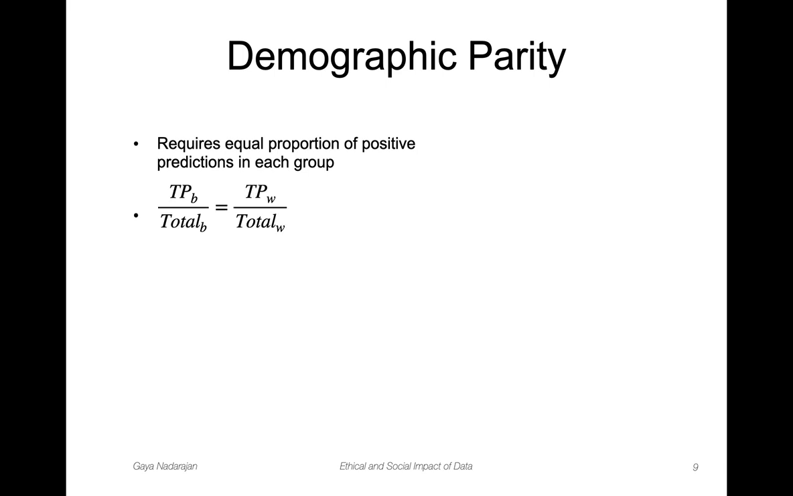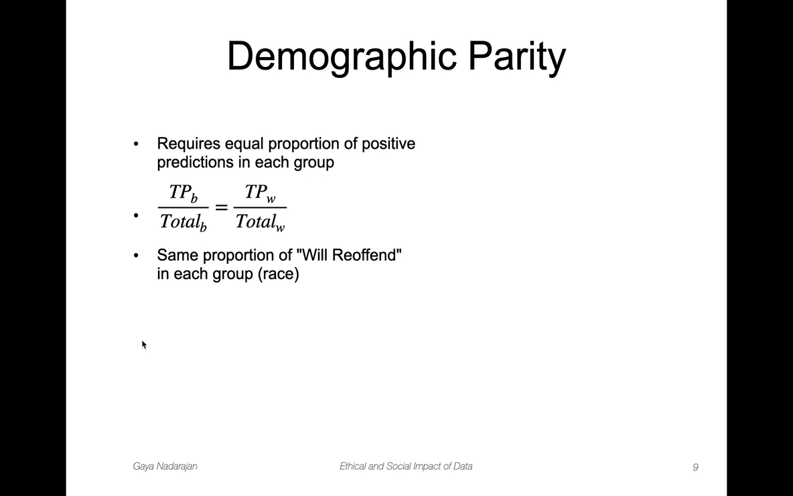So the first one that we're going to look at briefly is called demographic parity. What this is saying is, in order for a model to be fair, it requires an equal proportion of positive predictions in each group. Okay? So it's just looking at the positive class: the number of true positives divided by the total number of people. So let's say true positives for blacks divided by the total number of blacks should be the same as the number of true positives in the white group divided by the total number of whites.